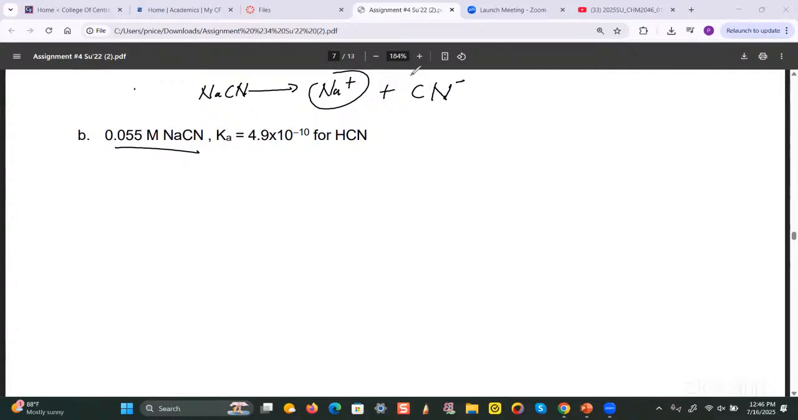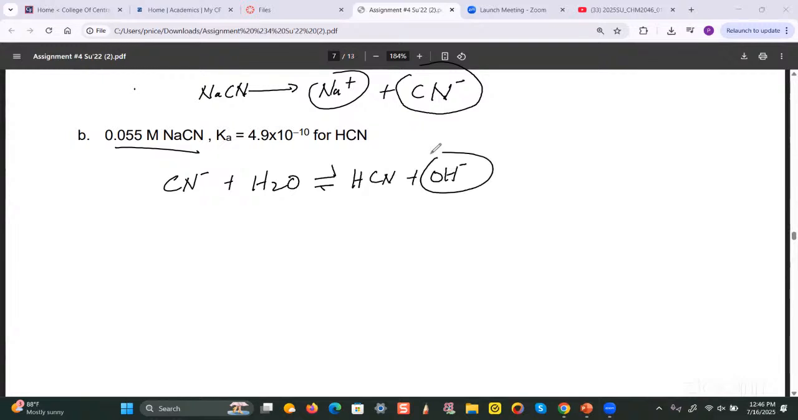However, the cyanide ion is a conjugate base of a weak acid, right? So this will interact with the water according to this equation. It's a conjugate base, so it's going to be basic, to form HCN plus OH minus. So because of the formation of the hydroxide ion in this aqueous solution, this solution is going to be basic, right? So after solving the problem, if you get an answer which suggests that it's acidic, your answer is wrong, because we already know from the outset that the solution is basic.